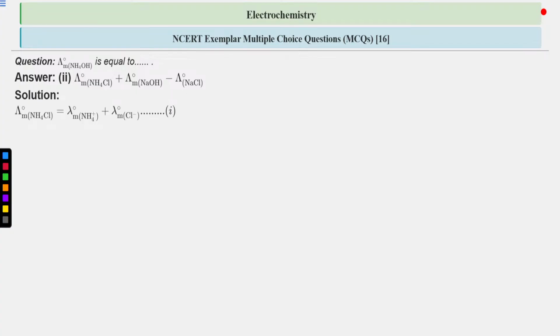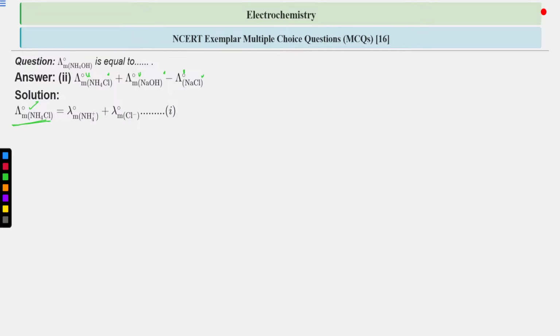First of all, we have this answer in which NH4Cl, NaOH and NaCl are present. Initially we don't know the answer, right? But we know which compounds are already present in our options. That means these are the compounds we have to consider for solving this question. So let's write the equation for lambda naught m of NH4Cl, which is also given as a compound in our options.